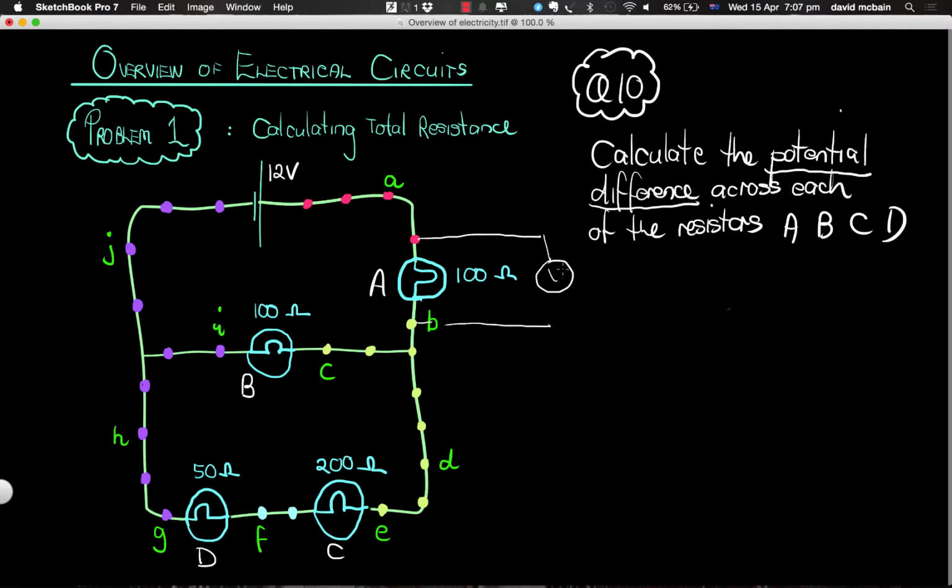And remember, the potential difference is the difference in electrical potential energy between 2 points in a circuit. And if we're looking at the difference in potential energy per coulomb, then that will be measured in volts. Remember, 1 volt of electrical potential difference is equal to a difference of 1 joule per coulomb of charge.